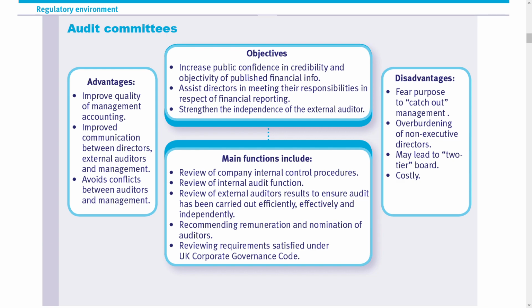Number three, strengthen the independence of the external auditor. As I told before, it will increase their independence because they have to report to the audit committee. They are independent of the organization. Next, what are the main functions? There are five main functions. The audit committee reviews the internal control procedures. Because if your internal control procedures are not working, then definitely your financial reporting and your audit of the financial statements will also be incorrect, because everything is based on that internal control. So you have to review that internal control.